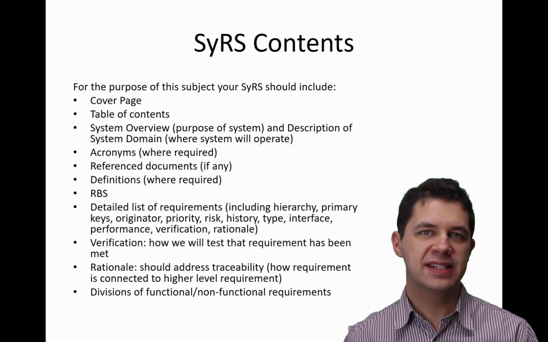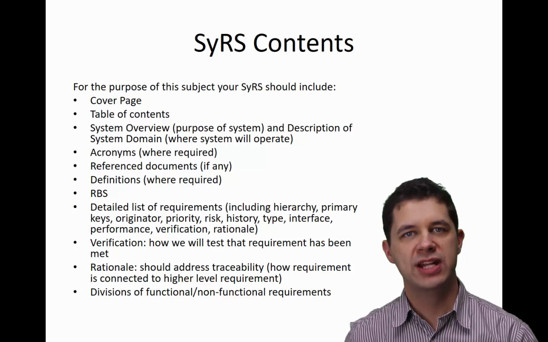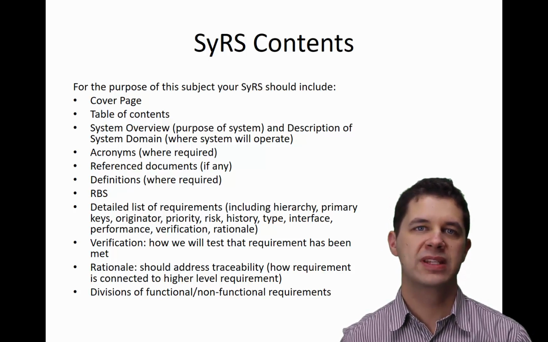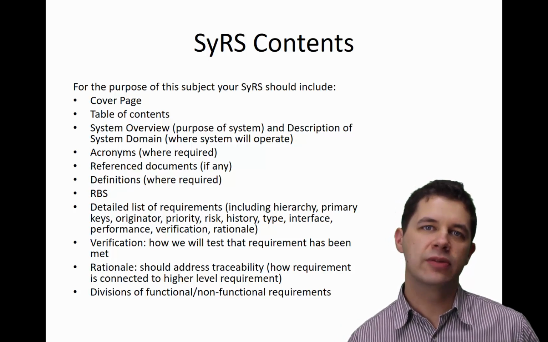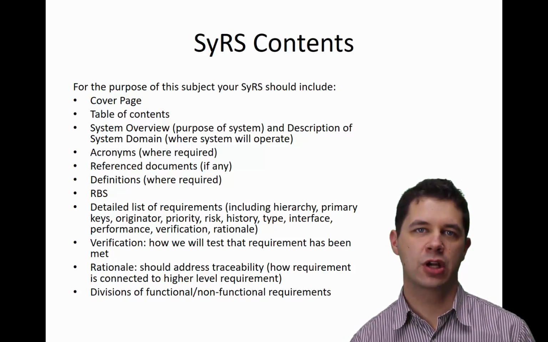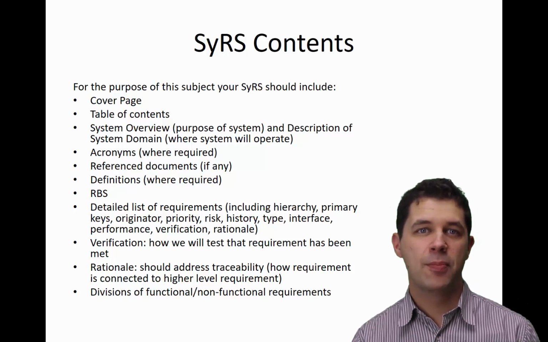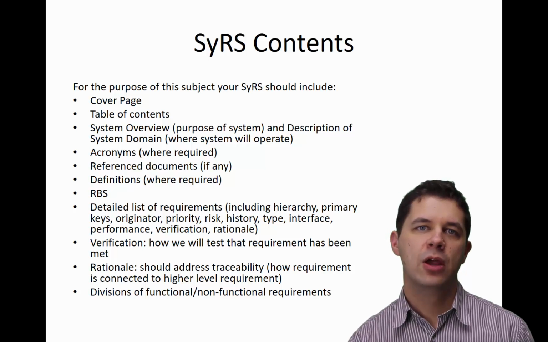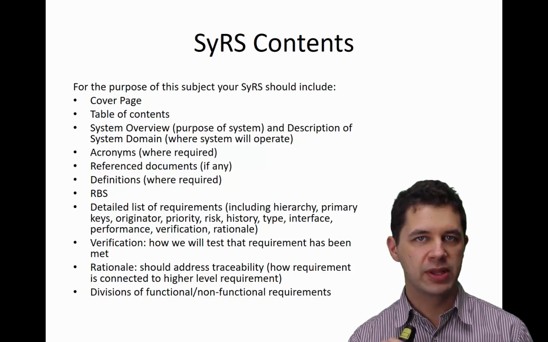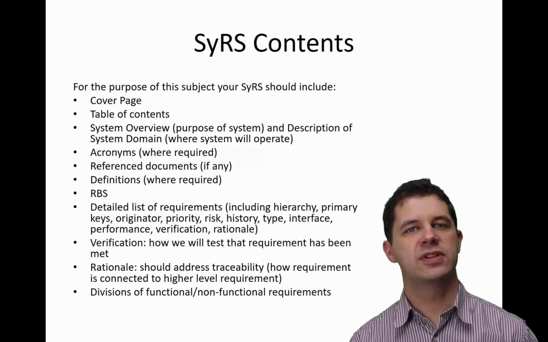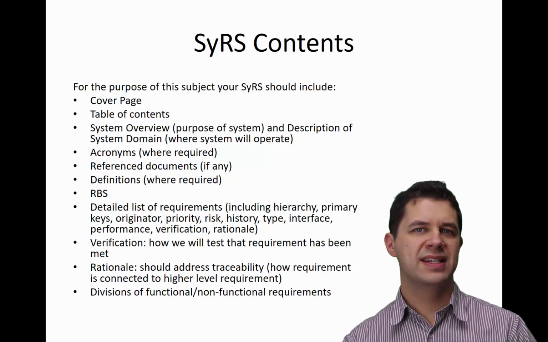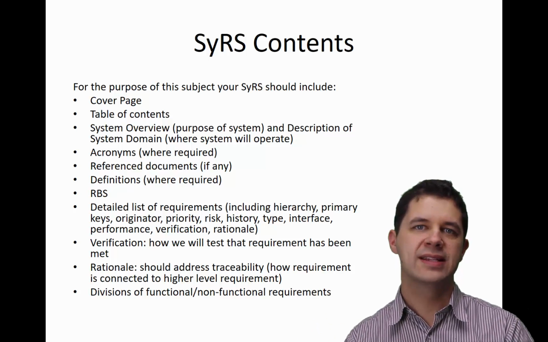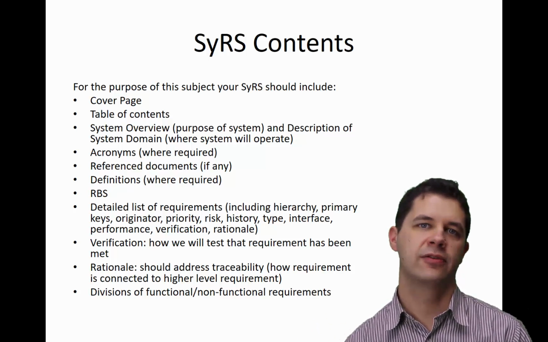So for the purpose of this subject, we'll create somewhat of an abridged requirement specification document. It won't be hundreds of pages long, it will be significantly shorter. And here's the sort of things that should go into your requirement specification document. You should start off with a cover page and a table of contents explaining what's actually in the document. You should then have a bit of a system overview describing the purpose of the system and a description of the system domain. So what is the business involved in? Why do they need this? Where does all that fit in? Where is the system going to live?